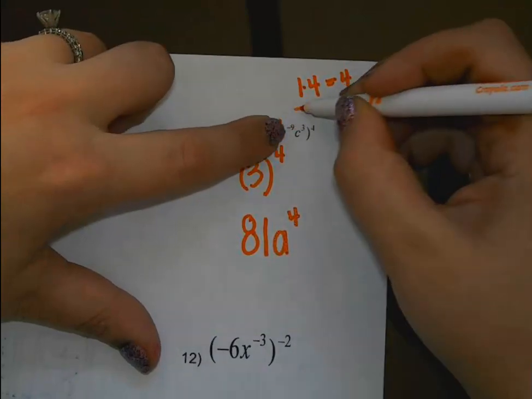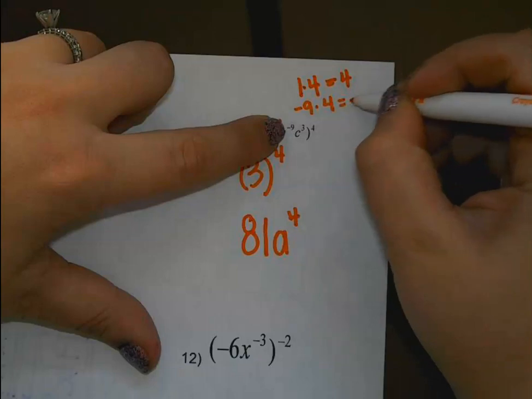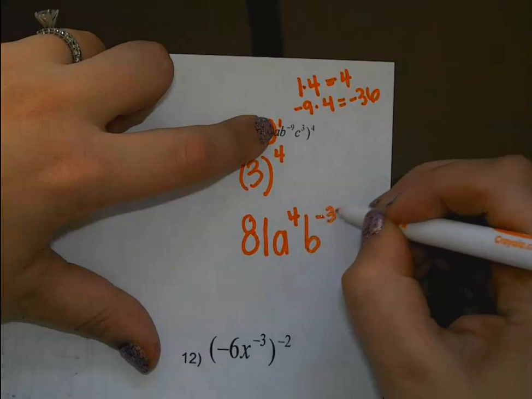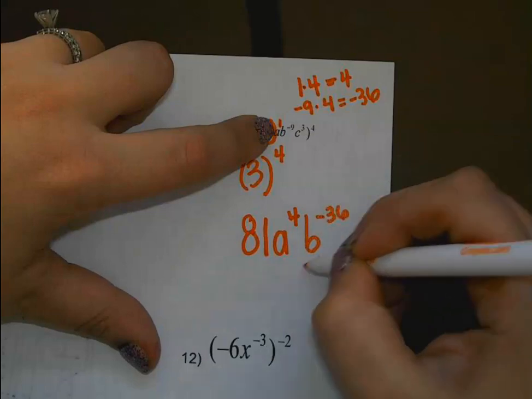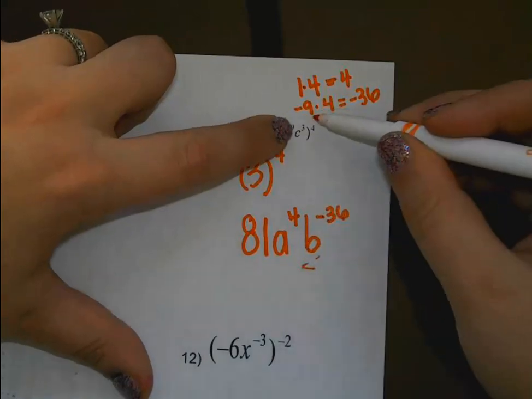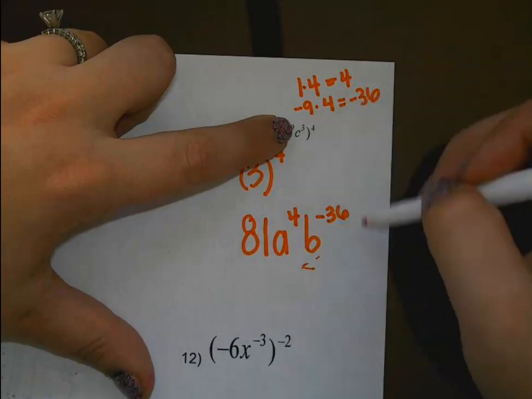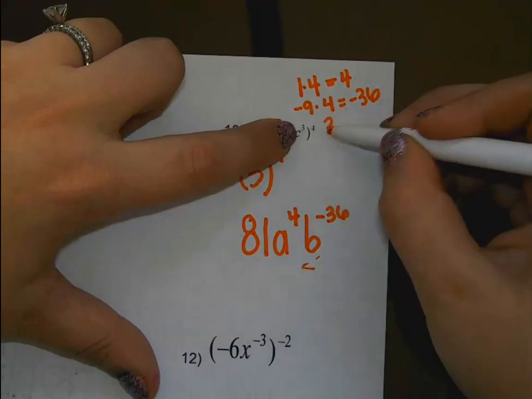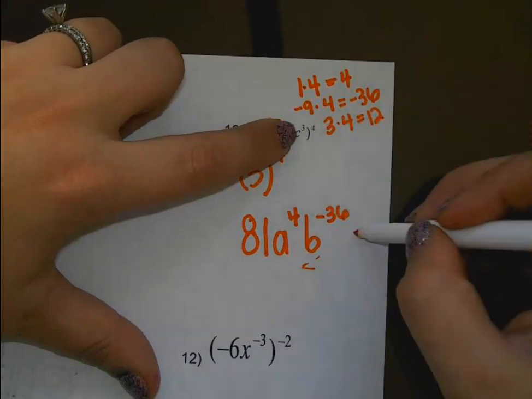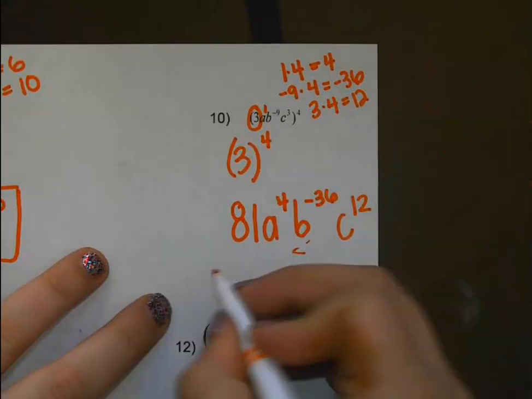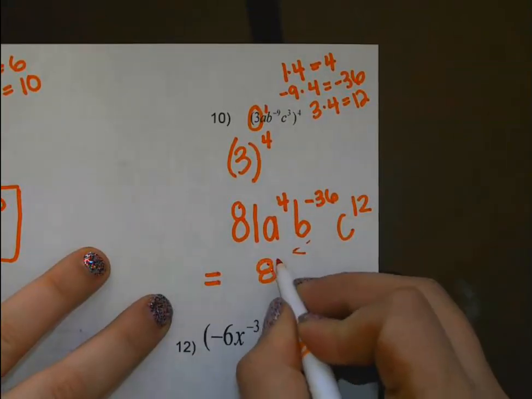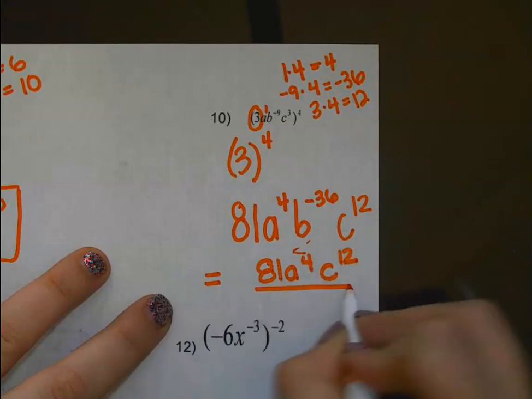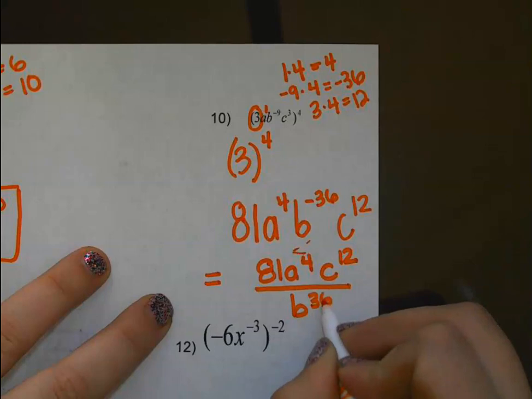And then -9 times 4 is -36. So I can write it here as -36, or I can immediately move it down, because when we use our rule and it comes out negative, it tells us it's going to move to the denominator. And then here we have 3 times 4, that's 12. So our final answer is going to be 81 a to the 4th, c to the 12th power, all over b to the 36th power.